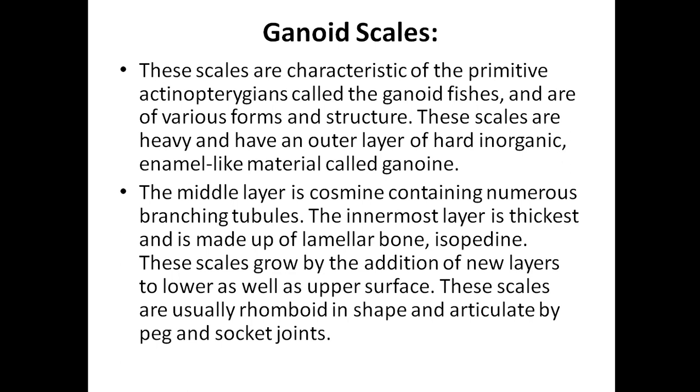That's the outer layer. Whereas the middle layer is cosmoid, containing numerous branching tubules. Whereas the innermost layer is thickest and made up of lamellar bone. That is isopedine material. The beauty of these scales is they can grow by adding new layers to the lower as well as the upper surface. By that they can grow.